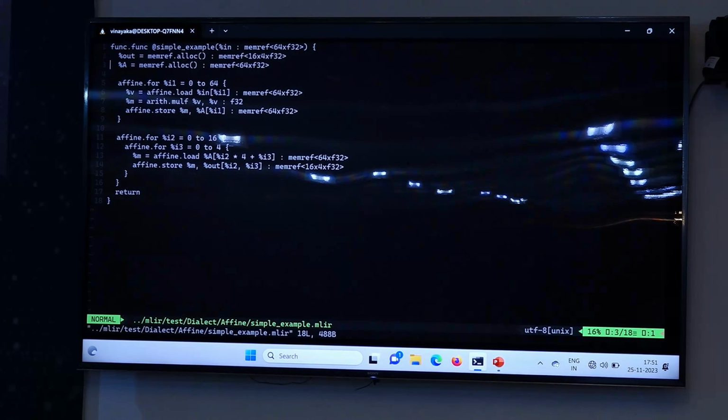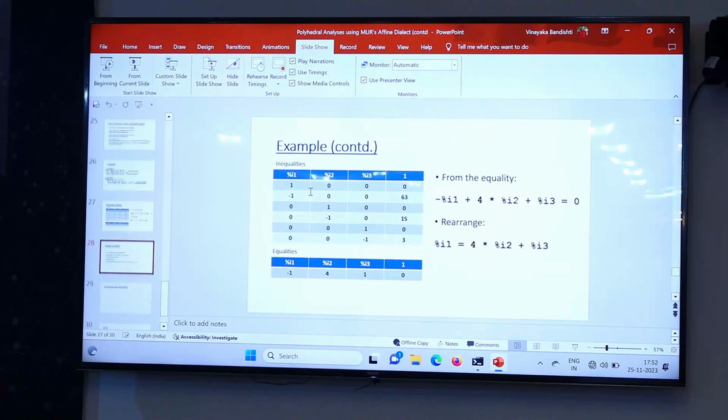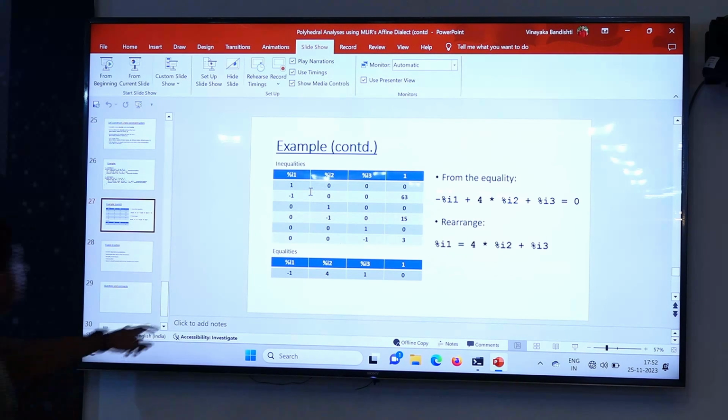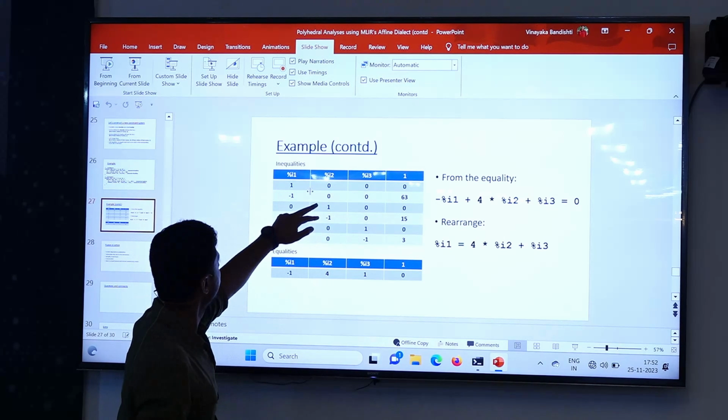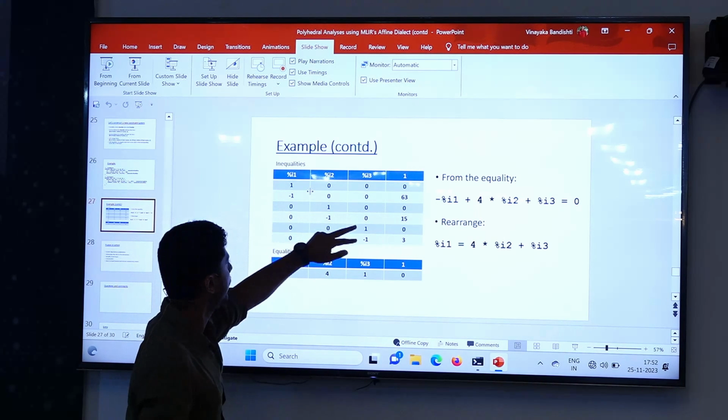So this is I1. It should go from 0 to 63, I2 should go from 0 to 15, and I3 should go from 0 to 4. Those things are still there, right? I1 should go between these two, I2 these two, and I3 are these two.